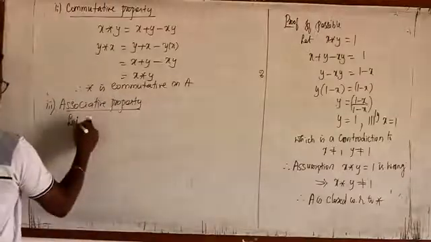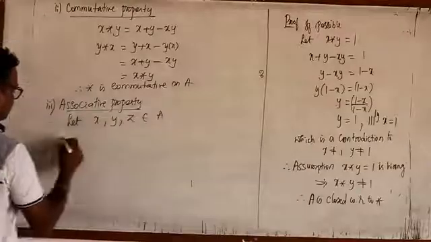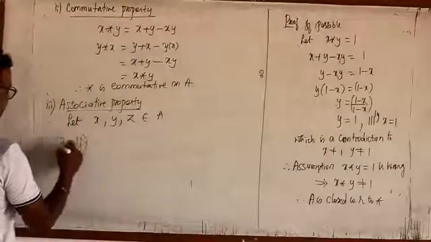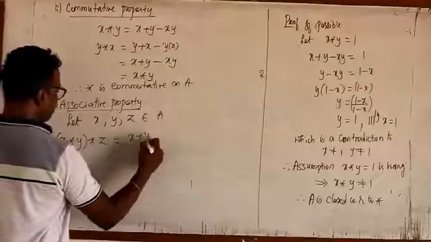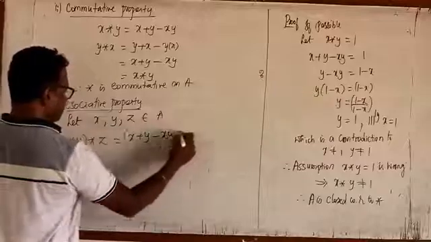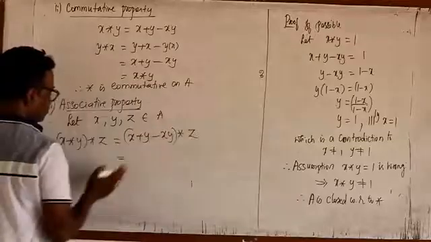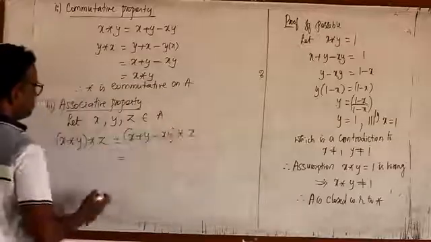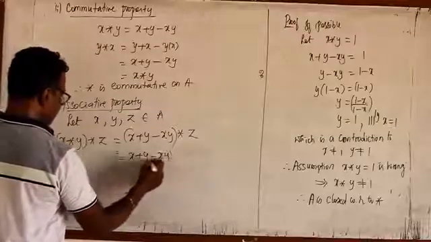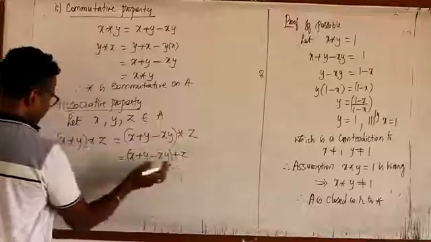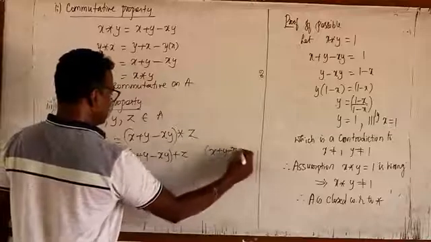Third, associative property. Let me take three elements x, y, z belonging to A. Then (x star y) star z. We know x star y is x plus y minus xy, star z. Understand, I must add these two and then multiply these two and then subtract. That is x plus y minus xy plus z. I have added x plus y minus xy and z.